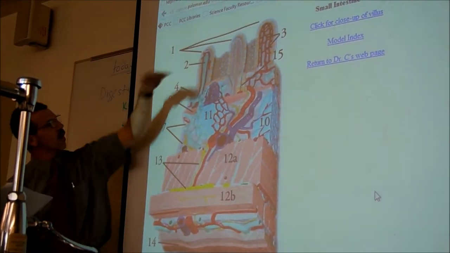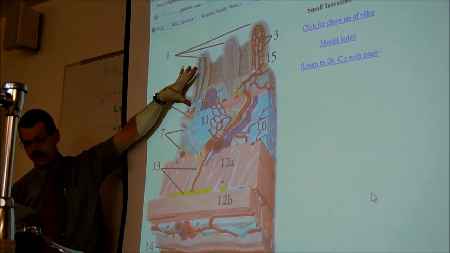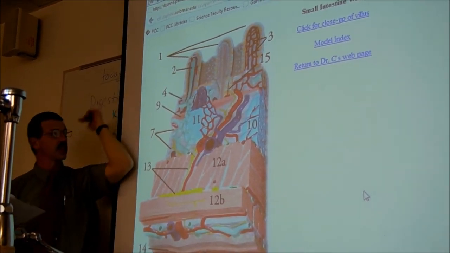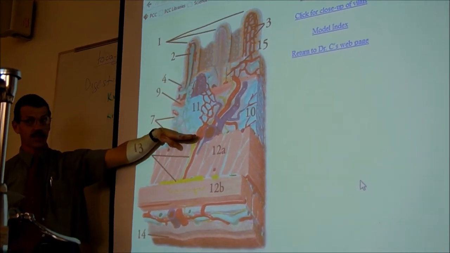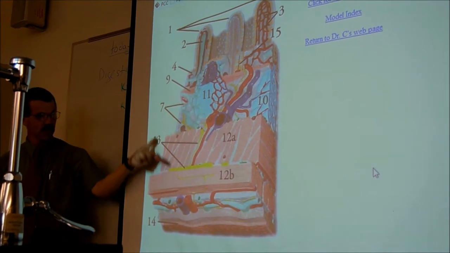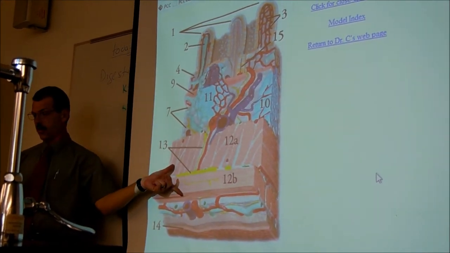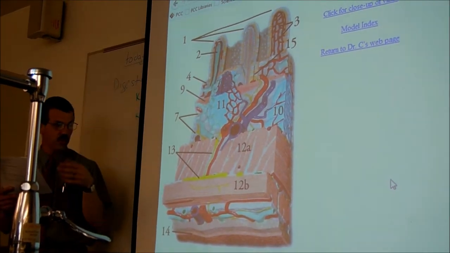So what would you call from here to here, the part touching the lumen? Mucosa, because it's touching the lumen. What would you call the area from here to here below the mucosa? Submucosa. How about that? Now this is new. This is new for digestion. What are these two things? Muscularis externa, because we have to shove and push the food around.